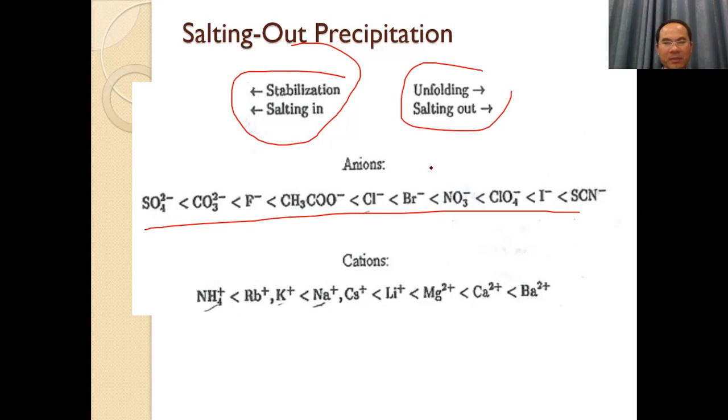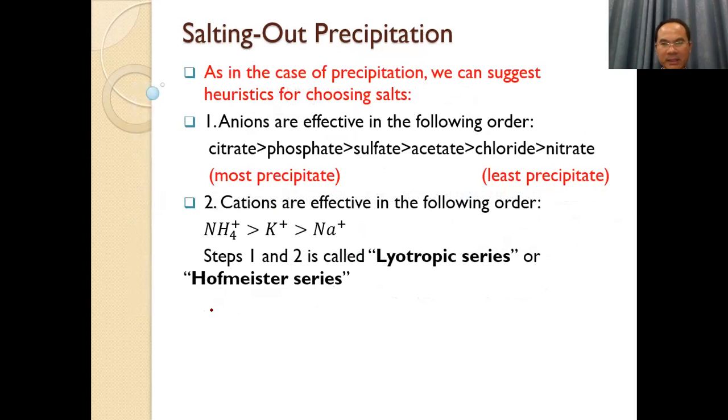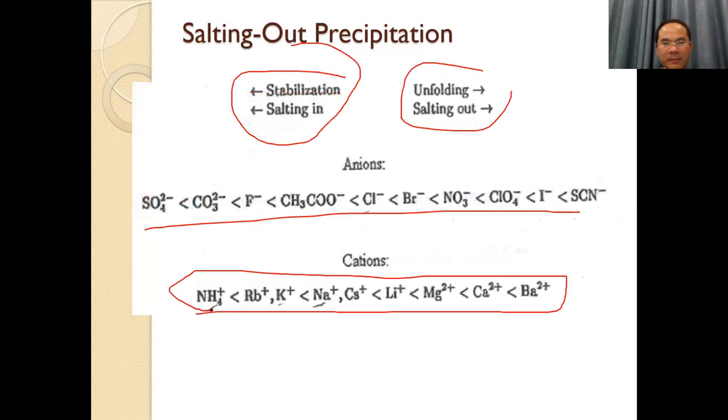Or the Roman chloride, something like this. And this is for cationic. Ammonium ion is the highest salting in. That's right, the highest salting in. And as the lowest, sorry, this is the lowest salting in.